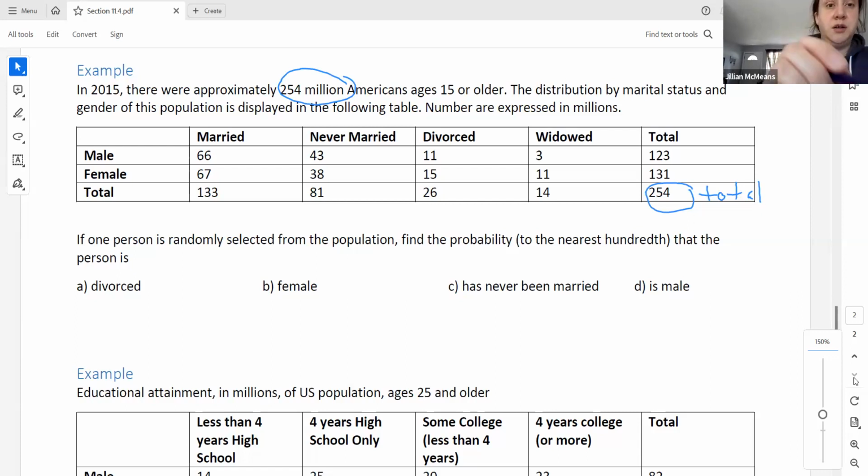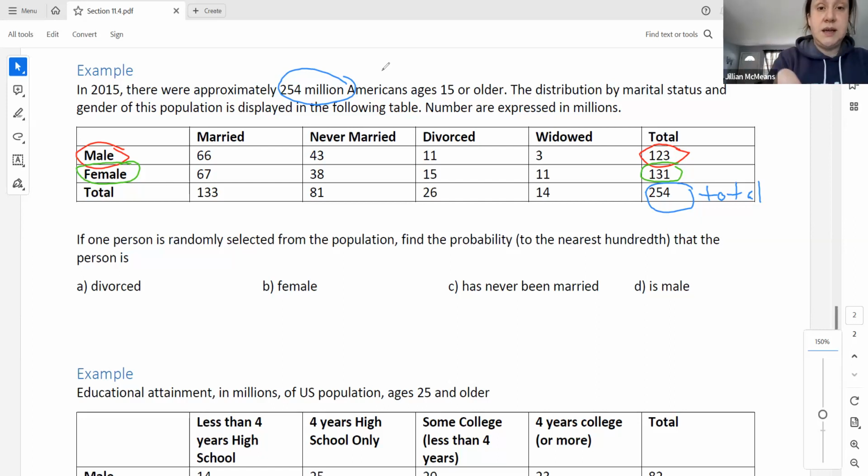So let's do some new colors. We're going to say male is red. The total males would be 123 million. Let's do green for female. So female is green. There are 131 million females. If you add up 123 million and 131 million, what do you get? You get the blue total, 254.